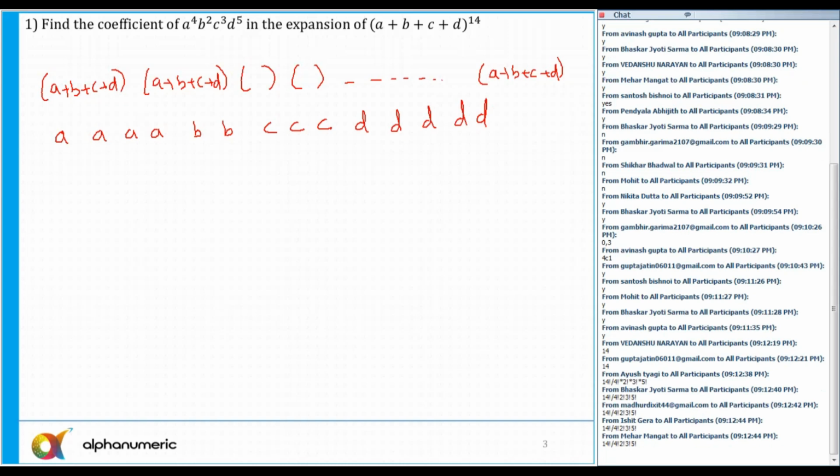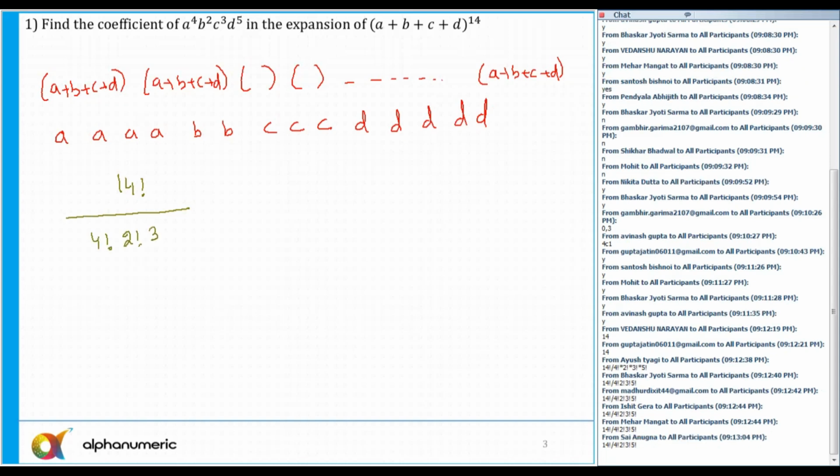So in how many ways can I arrange these 14 objects? Factorial 14 upon factorial 4, factorial 2, factorial 3, and factorial 5. Or I can say out of 14 brackets, we need 4 brackets for a, so 14 C 4, into, from the remaining 10 brackets, we need to pick 2 b's, so 10 C 2. And from the remaining 8 brackets, we need to pick 3 c's, so 8 C 3, and into 5 C 5. So this is the answer.